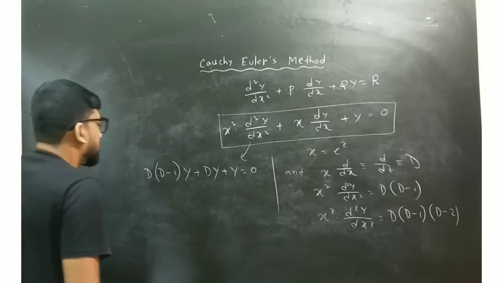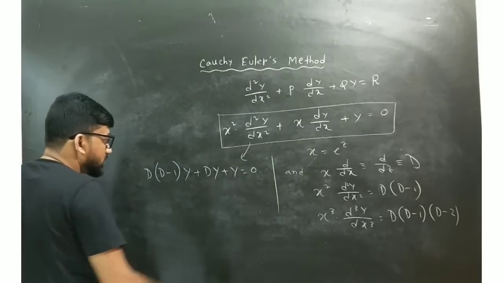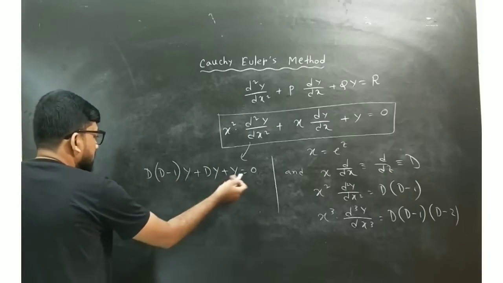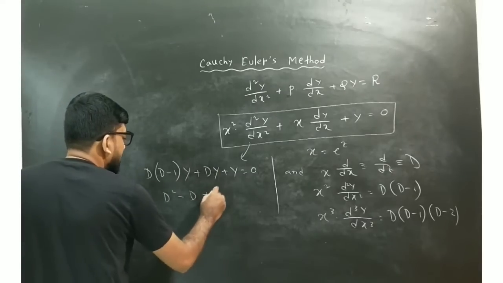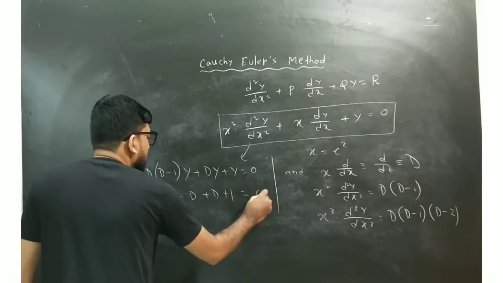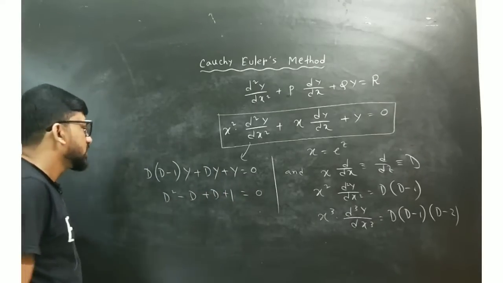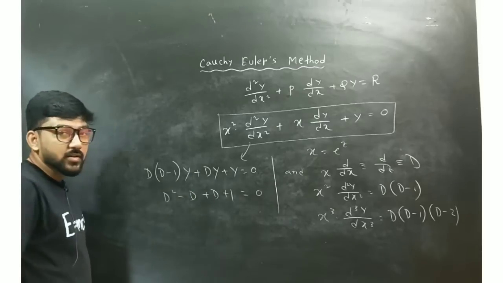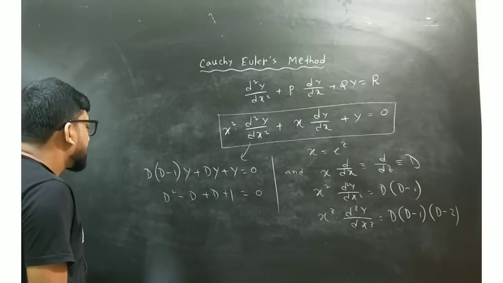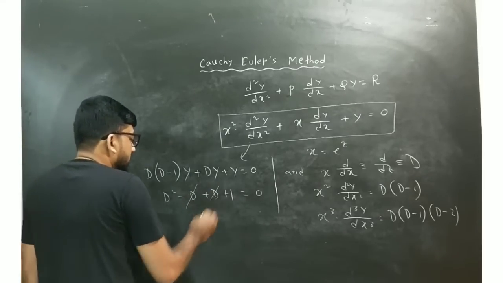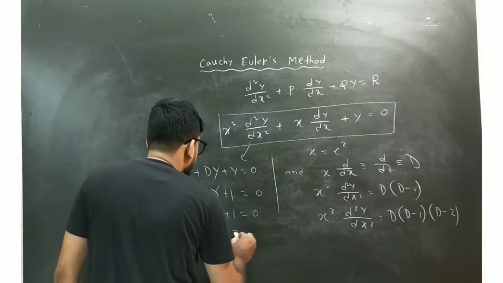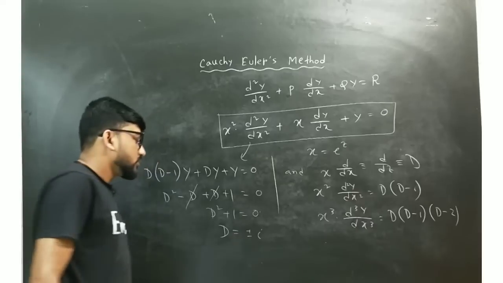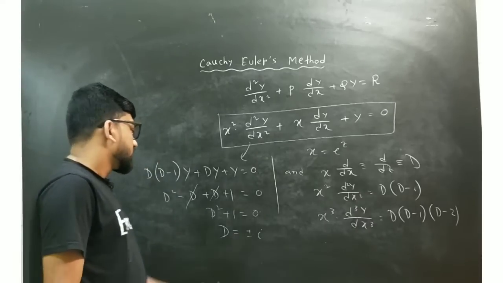Now if you write the auxiliary equation, y is common, so you will get D square minus D plus D plus 1 equal to 0. This is the symbolic form, this is the auxiliary equation, and you know how to solve it from the concept of complementary function. You can cancel the minus D and plus D, so it will be D square plus 1 is equal to 0. So D will be plus minus i. Two roots are there, one is plus i and another is minus i, the roots are complex conjugate.